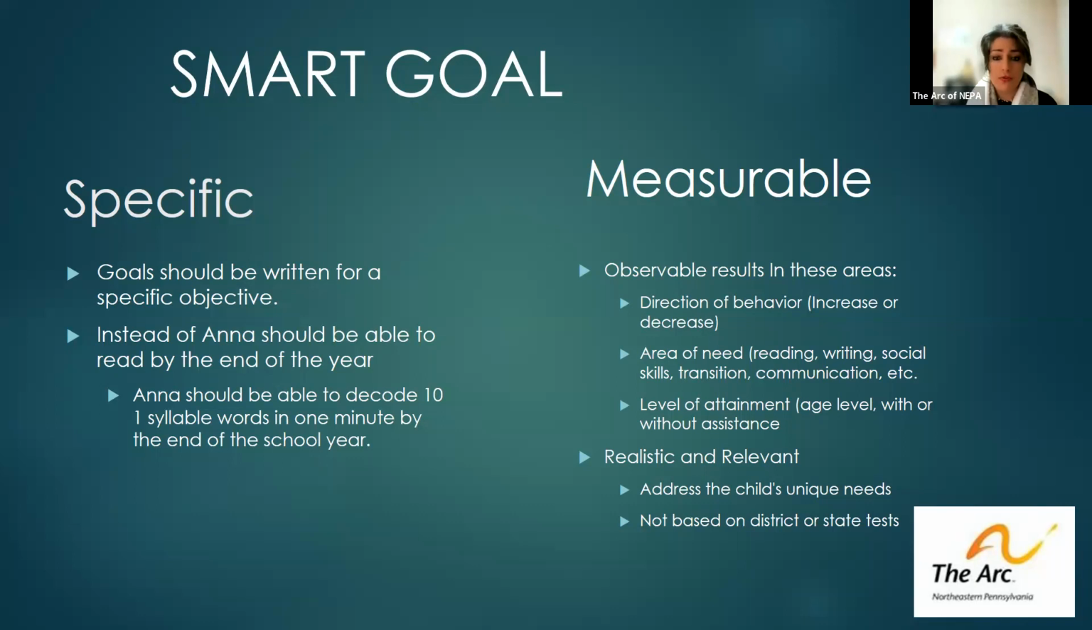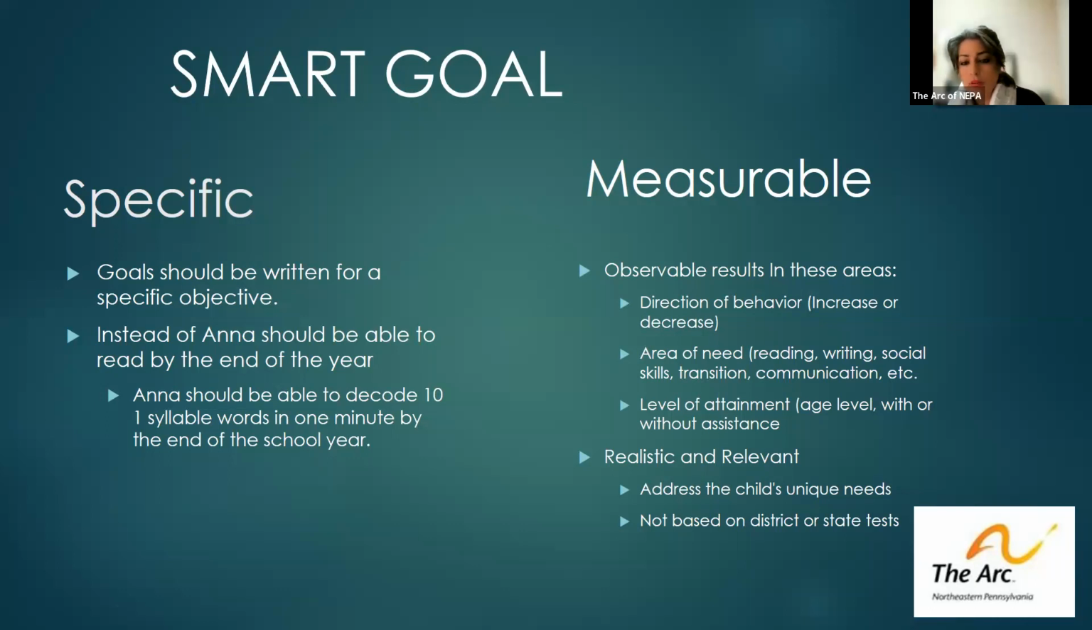The goals should be measurable. Goals should be observable and measurable. So if progress can be measured through standardized testing, curriculum-based measurement, work samples, and teacher data sheets, something that you can see over the course of time.